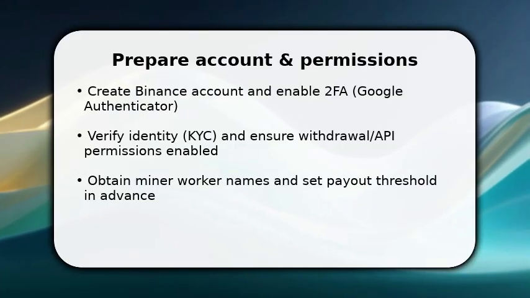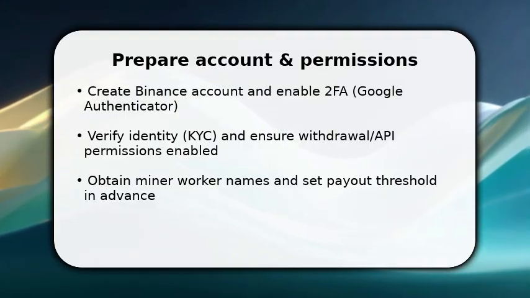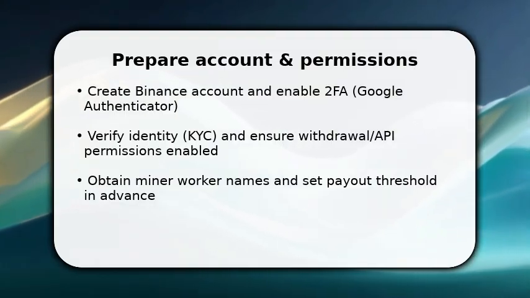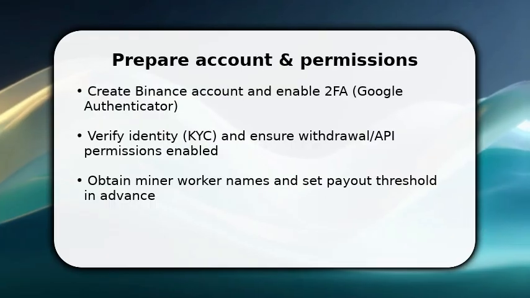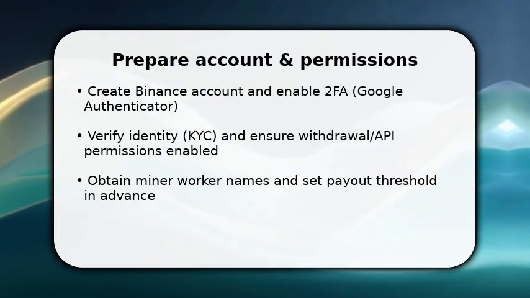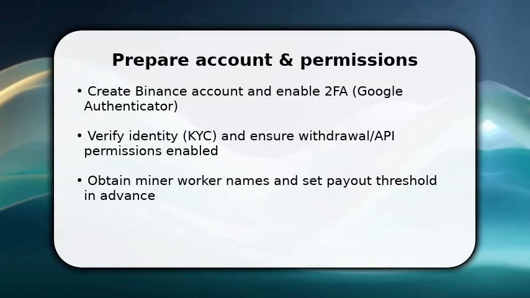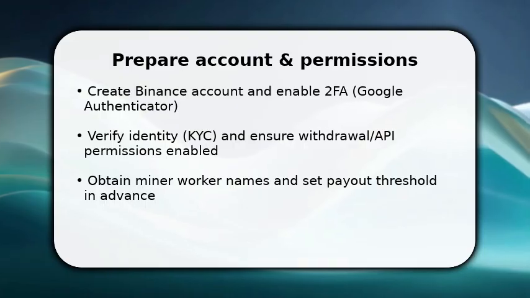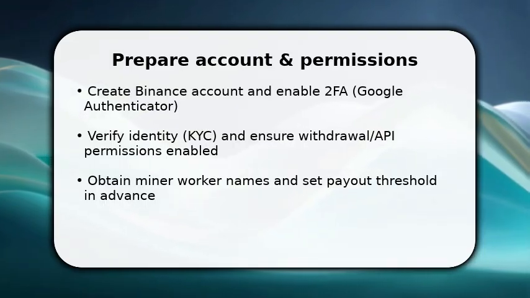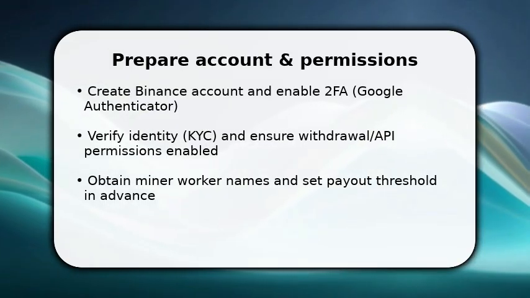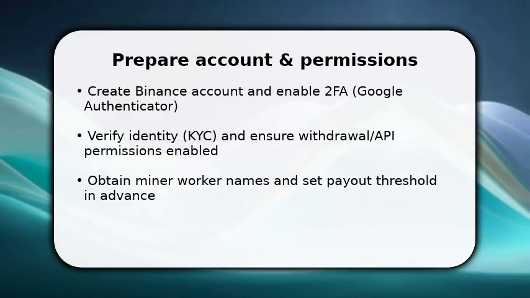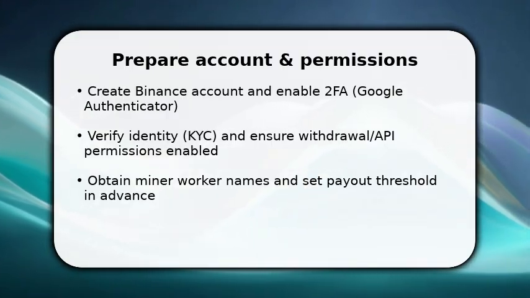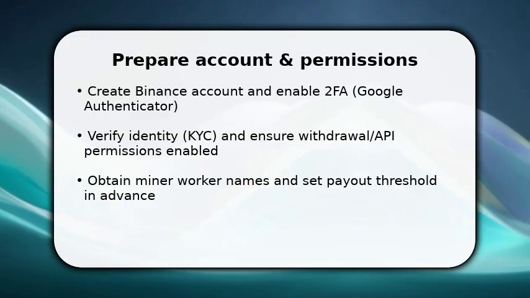You start by getting your Binance account ready and confirming permissions. Enable 2FA now, complete KYC, and turn on API/withdrawal if you need programmatic control. Once done, decide worker naming conventions and a payout threshold so miners report correctly. You do this because secure authentication prevents hijacks, KYC unlocks pool features, and consistent worker names simplify monitoring and payouts.